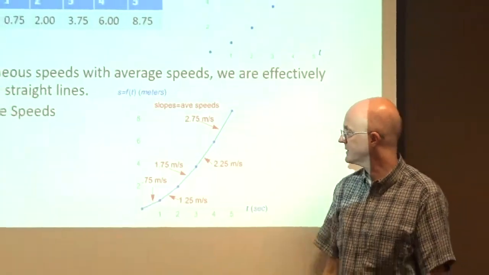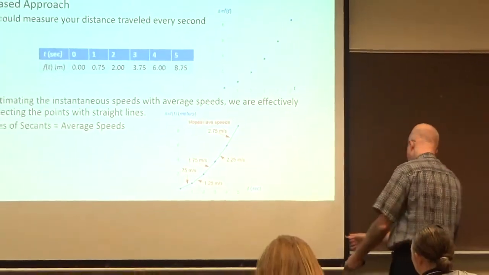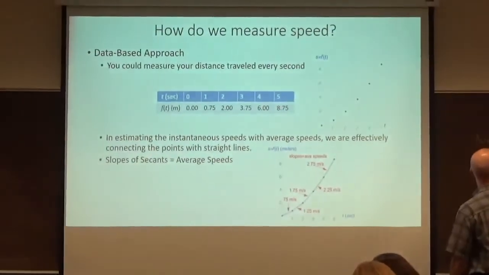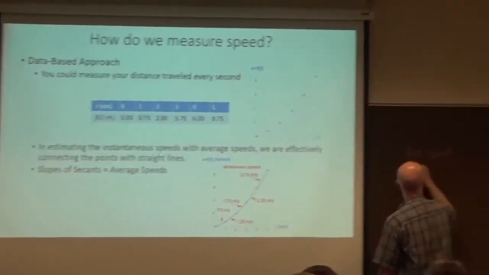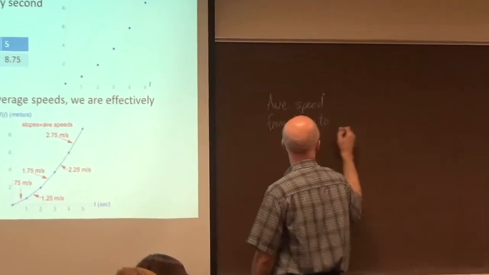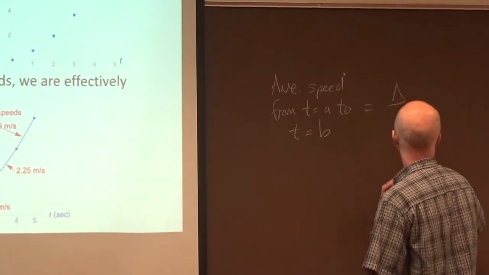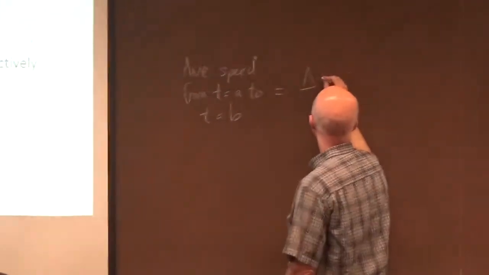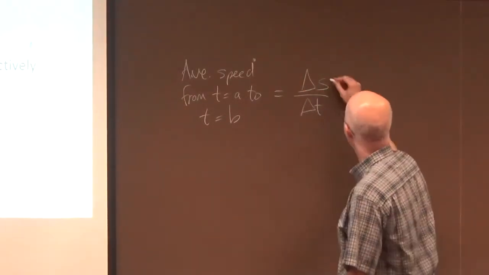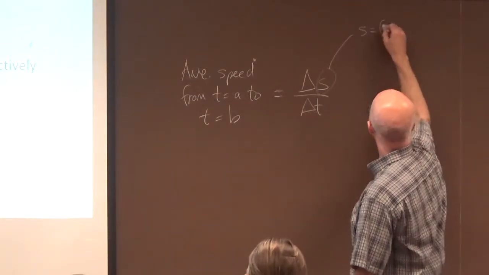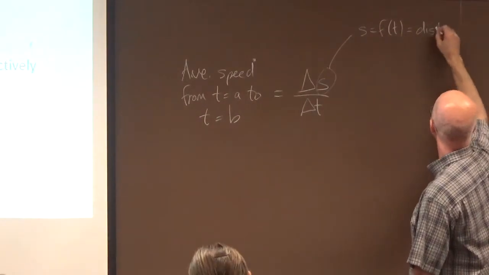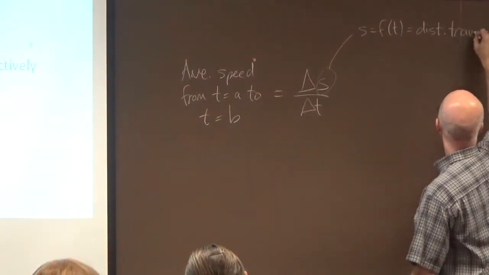I can find the slopes of those line segments, though, and get average speeds. Average speed from t equals a to t equals b is the distance traveled, change in s, I'm going to call it, divided by change in time. S is the variable that represents distance traveled. Why s, well, is just kind of a standard thing to use.